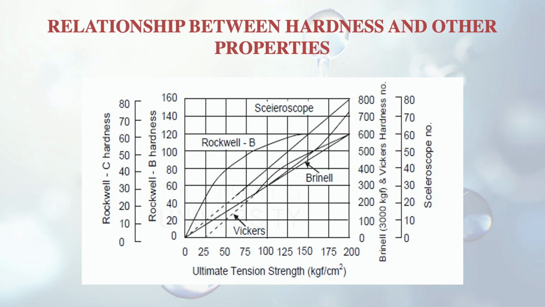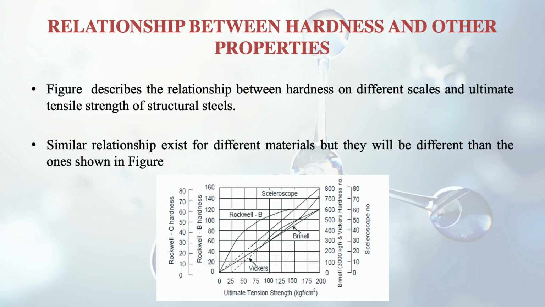So this is a method where we try to relate the ultimate tensile strength and the Rockwell hardness, or the Brinell hardness, or the Vickers hardness. Similar relationships exist for different materials, but they will be different from the ones shown in the figure.